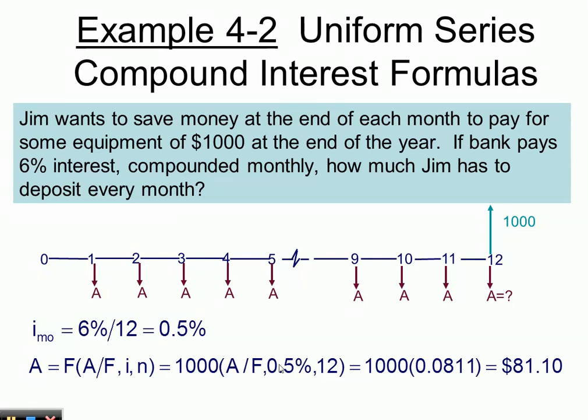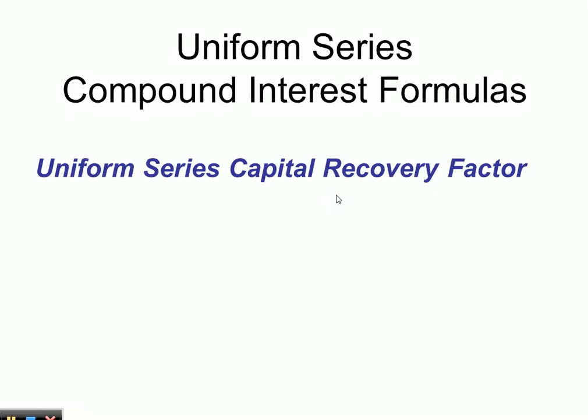So now finding this factor in the book where it says 0.5%, there's a page that gives you the 0.5% discount factors, and then you look in the column that says A given F, and the row that says 12. And that's where you find this value. So you're using this here, multiplying it by the 1,000, you get $81.10.